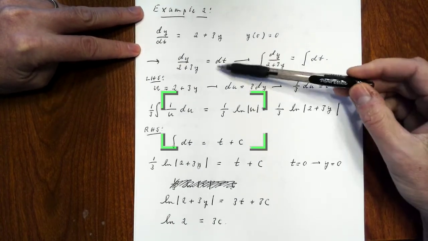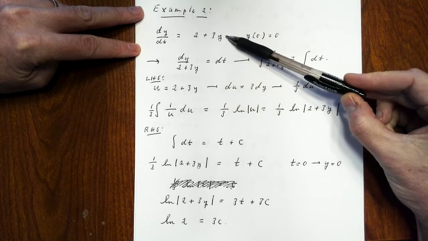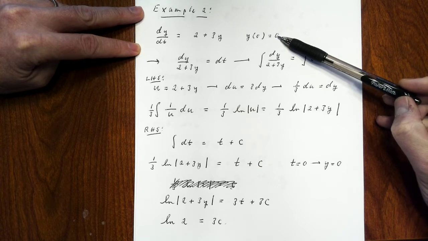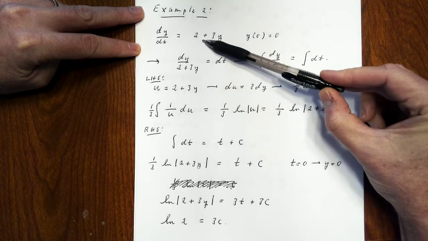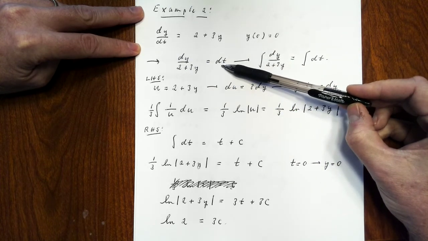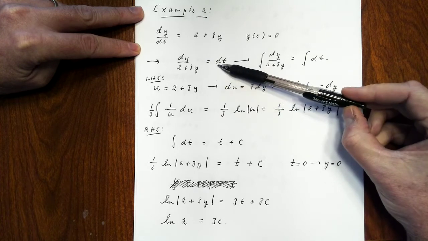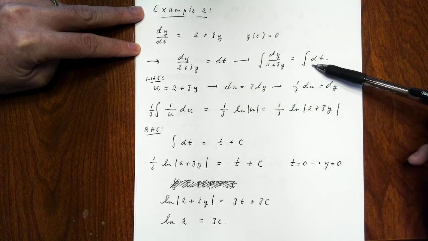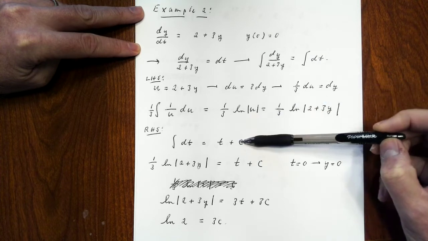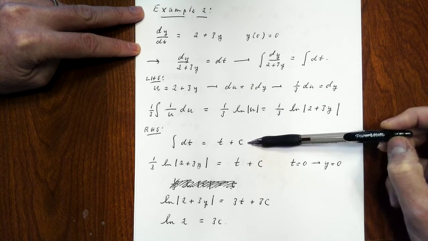dy/dt equals 2 plus 3y, with the initial value y of 0 is 0. So we get all the y stuff on one side and all the t stuff on the other side. So we divide by 2 plus 3y, and we multiply each side by dt. We have separated the variables. Now we will integrate each side. If I integrate dt, I get just t plus a constant.